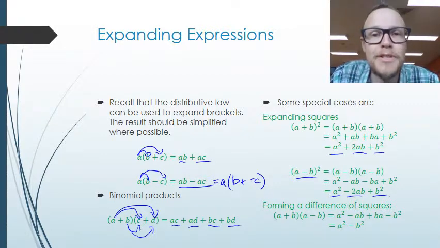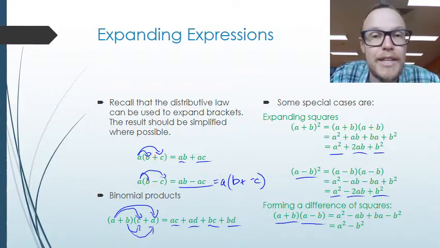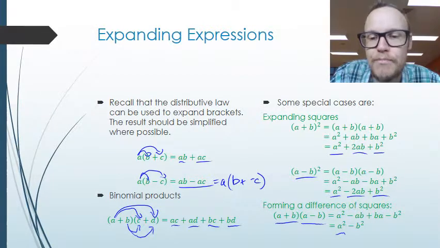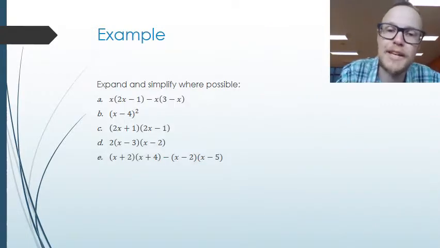We can also form a difference of two squares, or a difference of squares, or a difference of perfect squares. If we see A plus B times A minus B, anything in this form, and that yields A squared, the first thing squared, minus the second thing squared. That's the difference of two squares there, the difference of perfect squares. Looking at some examples now.